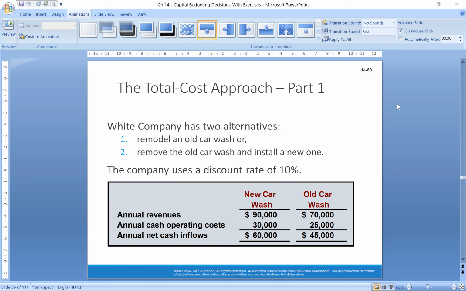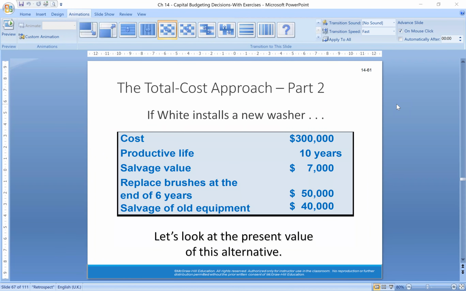Now, if we install a new car wash, the cost will be 300,000, for 10 years. Salvage will be 7,000 after the 10 years. Replacing brushes at the end of year 6 will cost 50,000. And if we install the new car wash, I can sell the old one now, which is called the salvage of the old machine. If I install the new one, I can sell the old one now, not after 10 years. So the salvage of the old equipment will be 40,000.